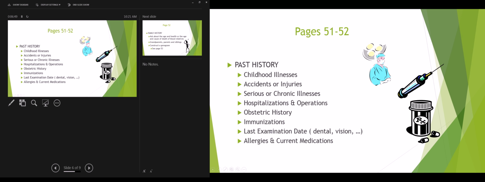On page 52, it goes over immunizations, and you can say if they are up to date or not. That will work. Last immunization examination date, this would be things like their physical, their dental, vision, hearing, EKG, chest x-rays, mammograms, pap test, stools for occult blood, serum cholesterol, all of these tests.